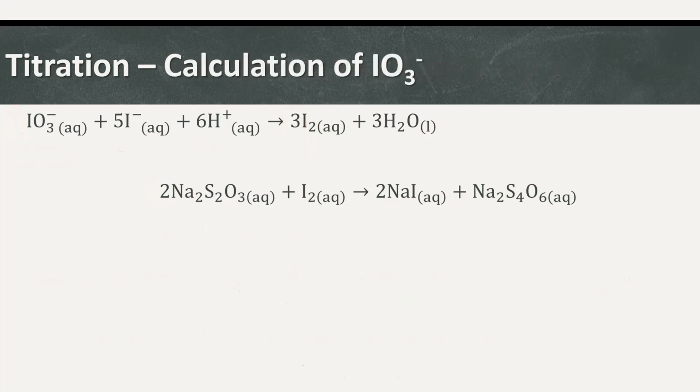Moving on to part 2, we can calculate the amount of iodate in our saturated solution. The reactions are the same, only this time we are pipetting 10 mLs of calcium iodate from the saturated solution, and we do not know its concentration. We will add excess iodide ions and excess acid, and again it will produce iodine, and that iodine will be titrated with the sodium thiosulfate.